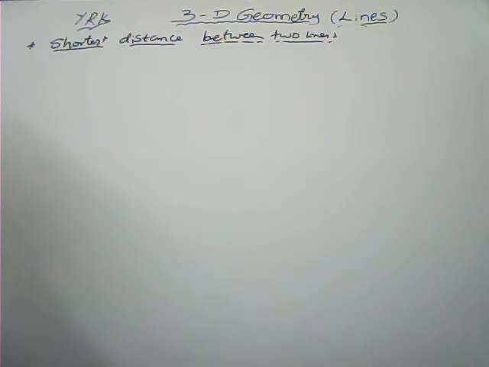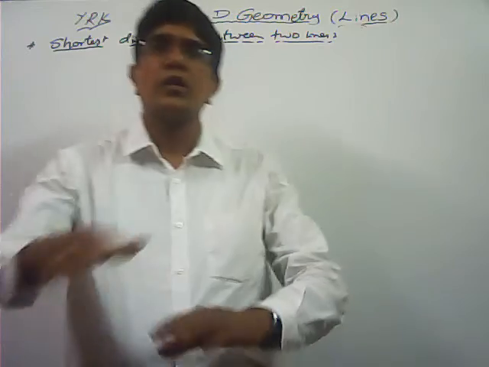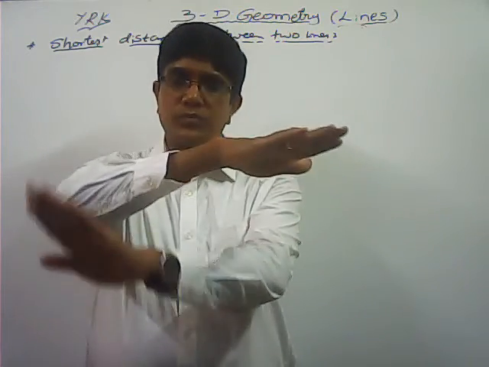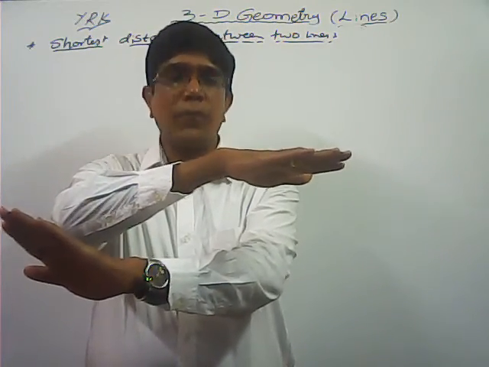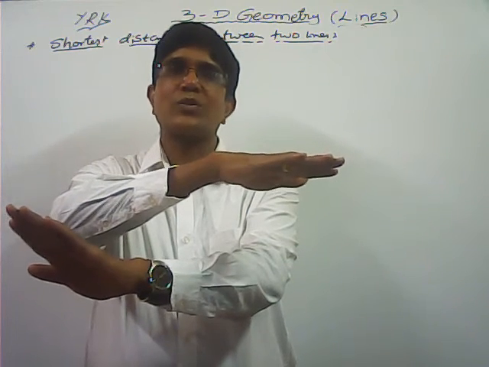Here, shortest distance between two lines. Here two types are there, skew lines and parallel lines. What about the skew lines? See here, these are the two lines. In the space these are the two lines. They are not parallel and not intersecting also.